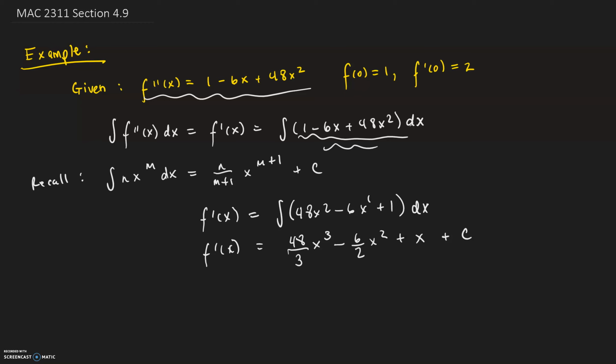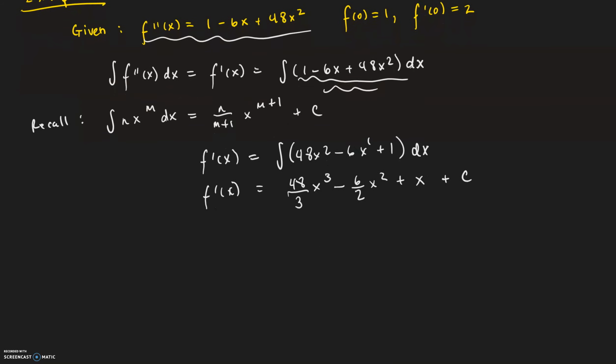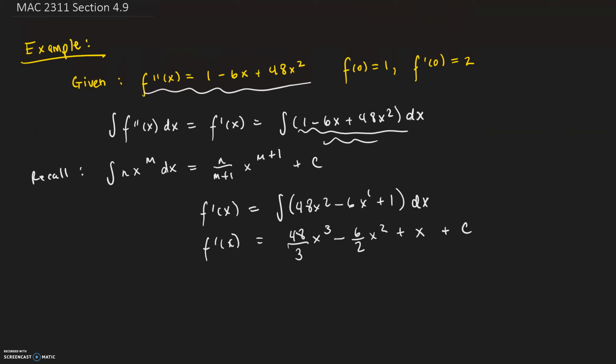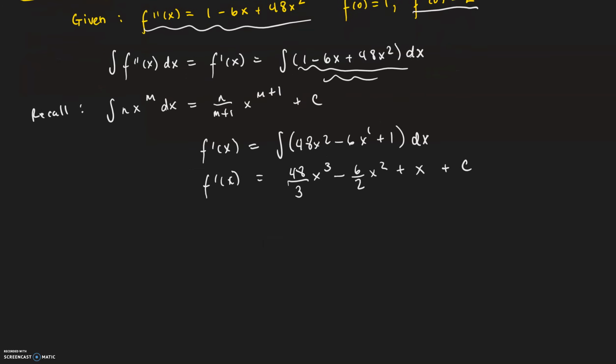So now that we have f prime of x, we can actually solve for c because we are given this condition here that f prime of 0 is equal to 2. So essentially what this is telling us to do is to let all of our x's be 0 and set everything equal to 2, right? And then we can do this to solve for c.